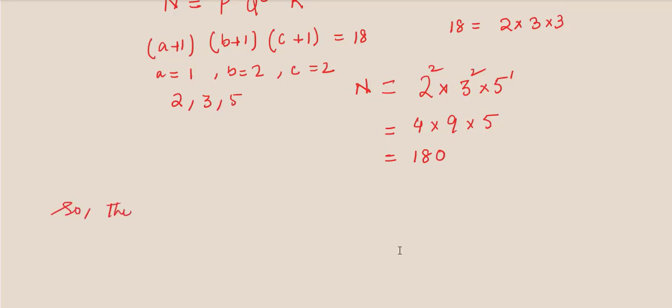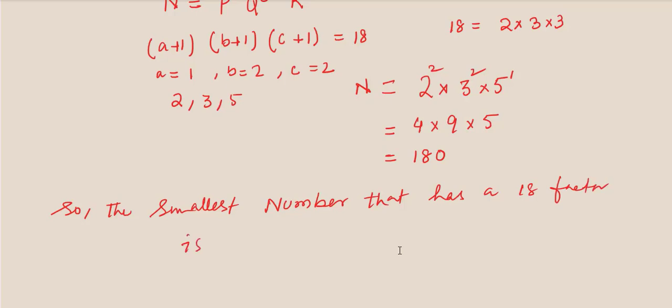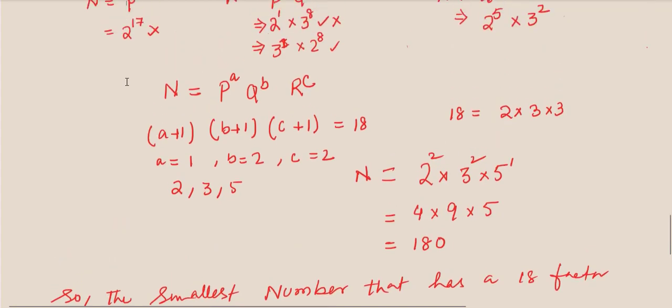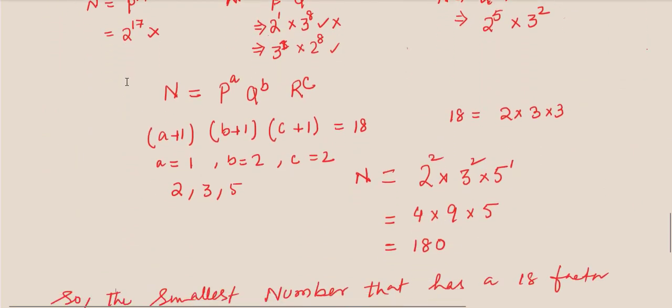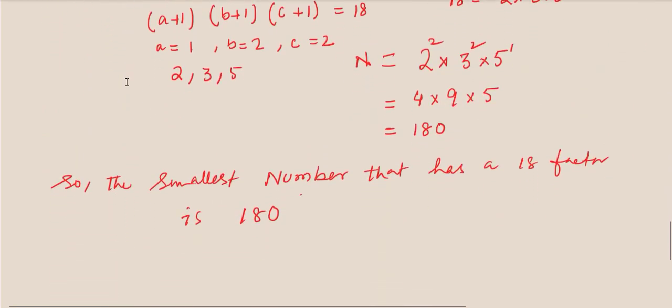So the smallest number that has 18 factors is 180. Okay, and I think it was option A. I don't remember the option actually. Okay, yeah, it's option A. So this is your right answer.